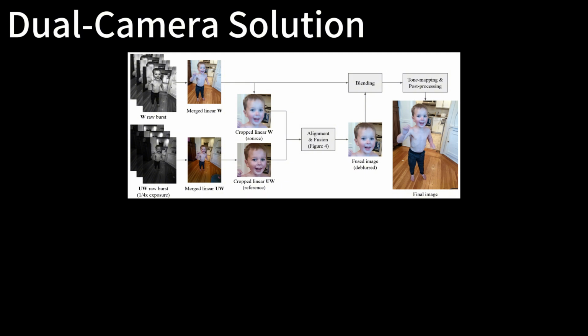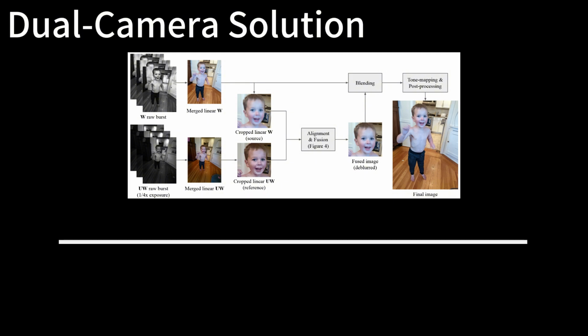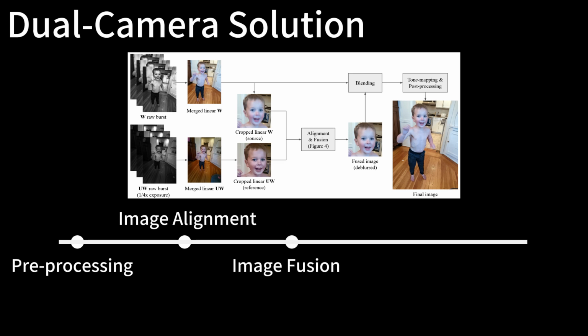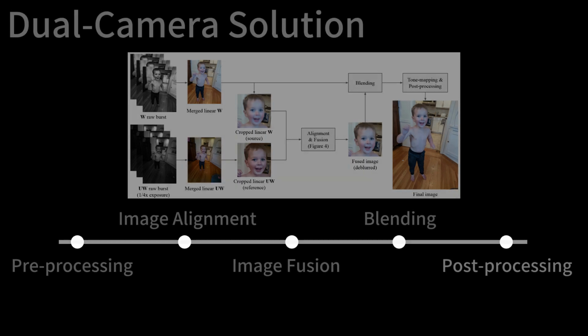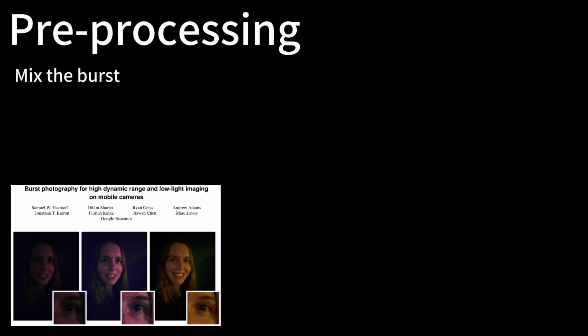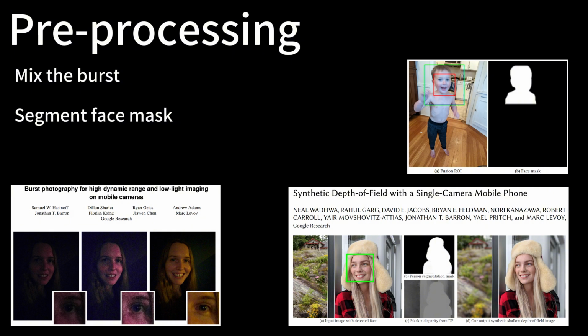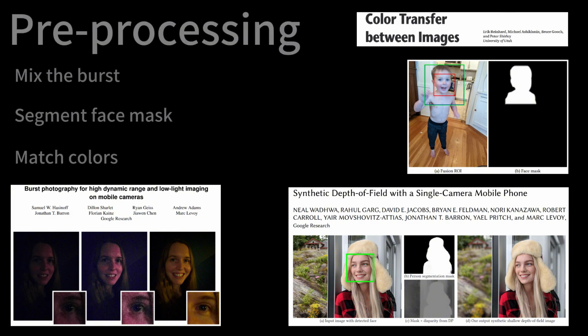The pipeline of the solution mainly contains five steps: pre-processing, image alignment, image fusion, blending, and post-processing. In the pre-processing step, the authors use some existing works to prepare the face images for deblurring, including merging the bursts, obtaining the face masks, and matching colors between the input and references.